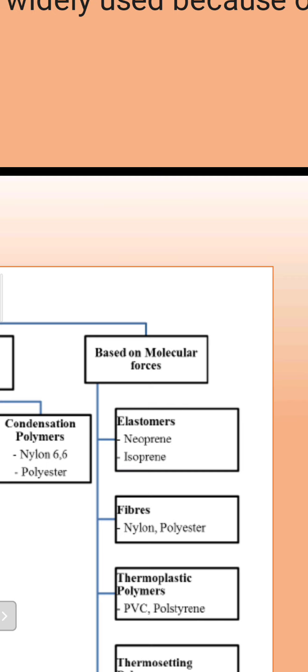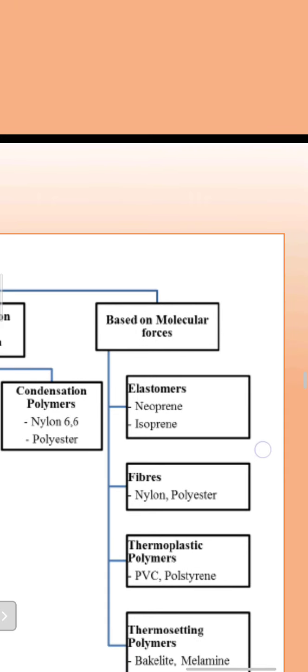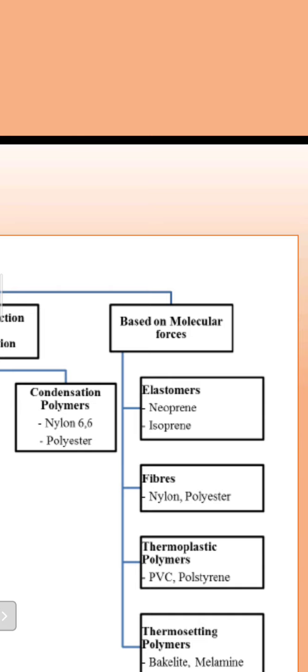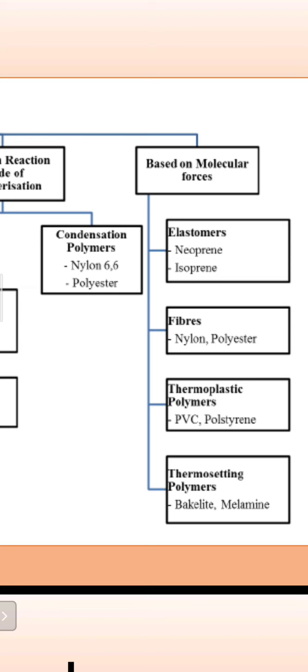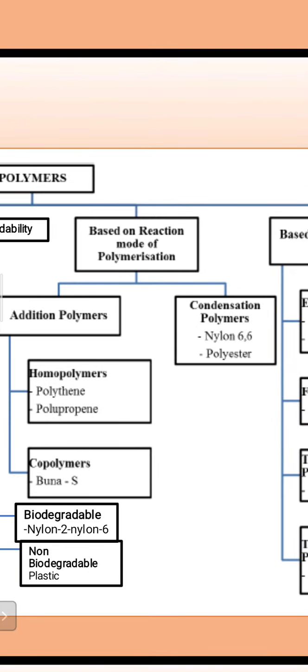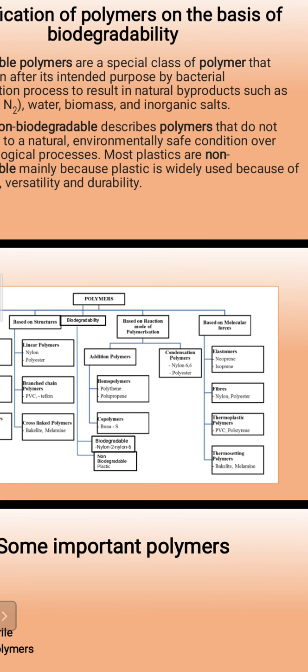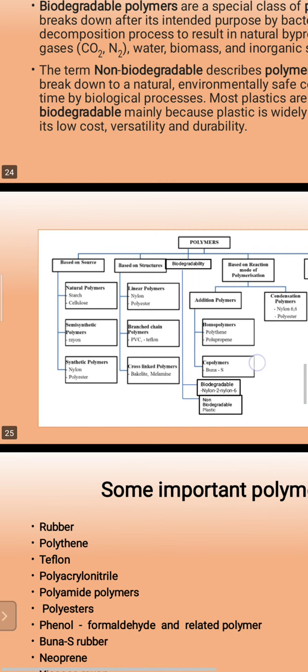Then the last classification depends on molecular forces. The first type is elastomers, for example neoprene and isoprene; fibers like nylon and polyester; thermoplastic polymers like PVC and polystyrene; and thermosetting polymers like Bakelite and melamine. So such types of classification we can study under polymers.